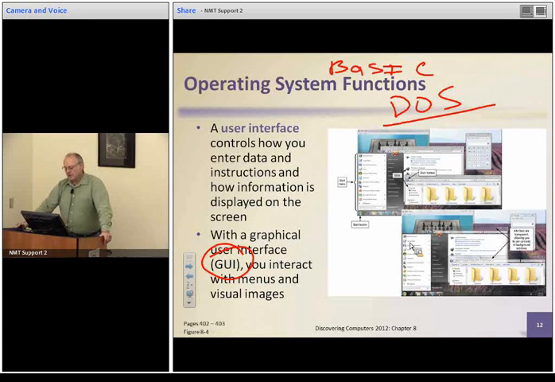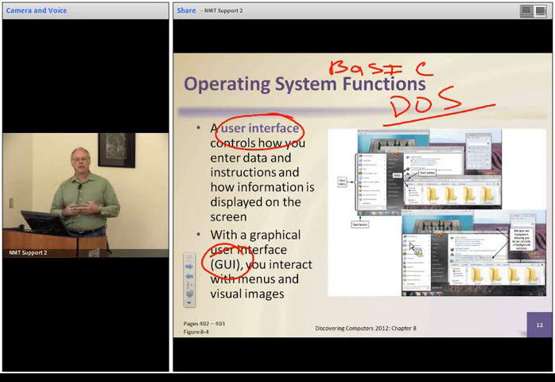So DOS was one of the biggest early operating systems. There were many others before then, but none of them captured the market like DOS did, and we'll explain why that is. In any case, the user interface is the operating system allowing you to do something. So essentially, it's the window into the operating system. Think of it in those terms.